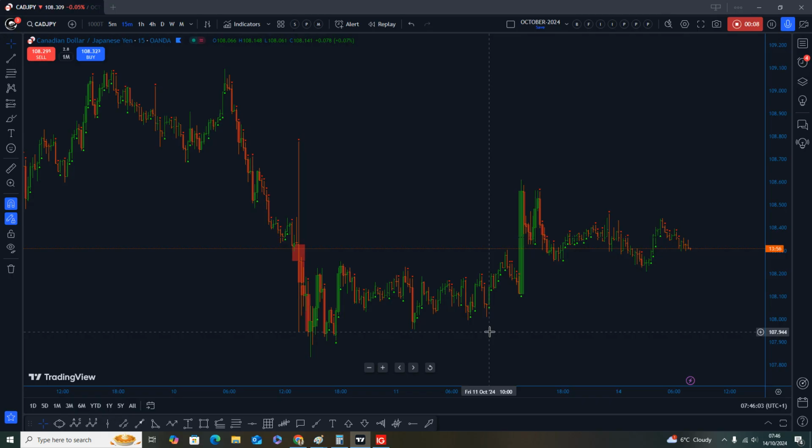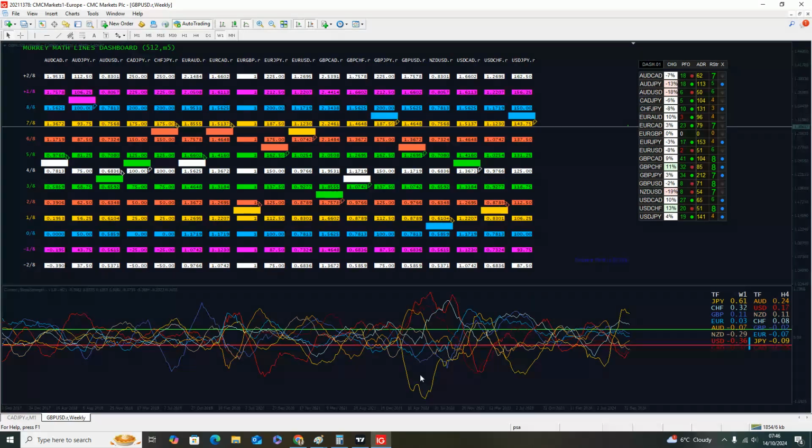Today is the 14th of October 2024. I will be doing the portfolio selection and also analyzing some of the high probability pairs that we have today, Monday, the 14th of October. So let's crack on with it.